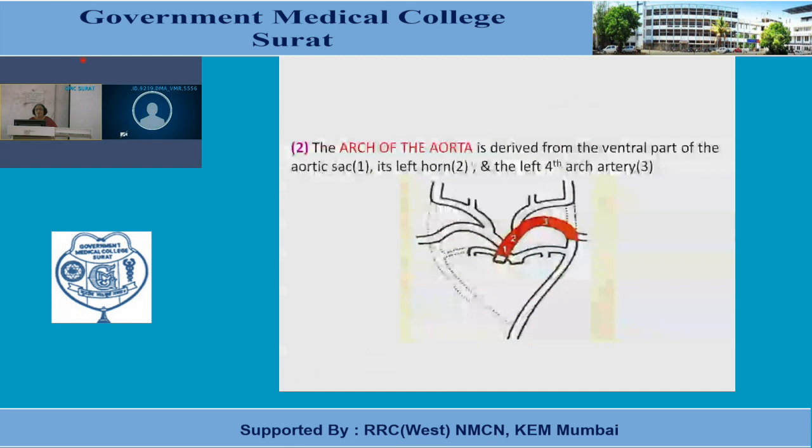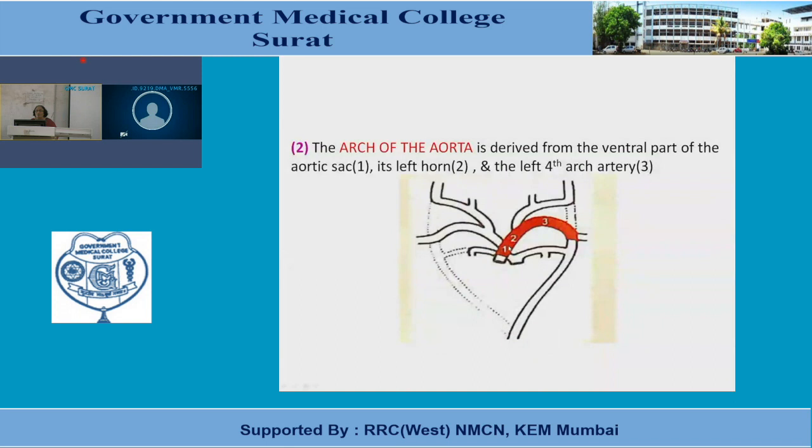Now the arch of aorta. How the arch of aorta develops: it is derived from the ventral part of the aortic sac. So this is the aortic sac in the central portion, then the right horn of the aortic sac and the left horn of the aortic sac. In the given diagram, this is the right horn of the aortic sac, and this is the left horn of the aortic sac.